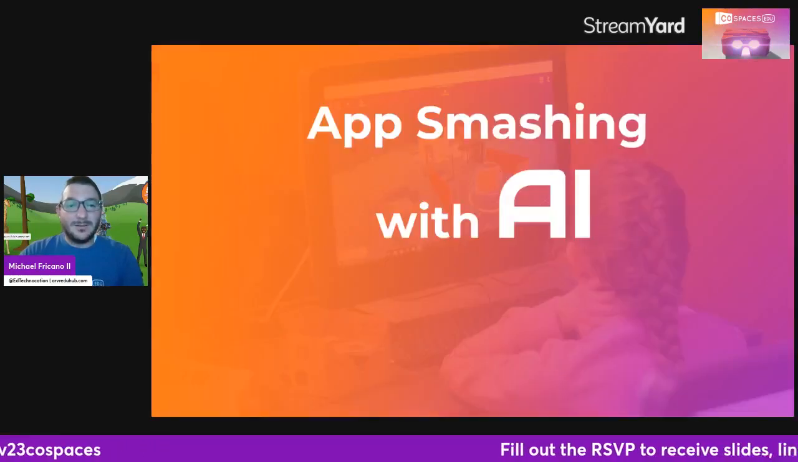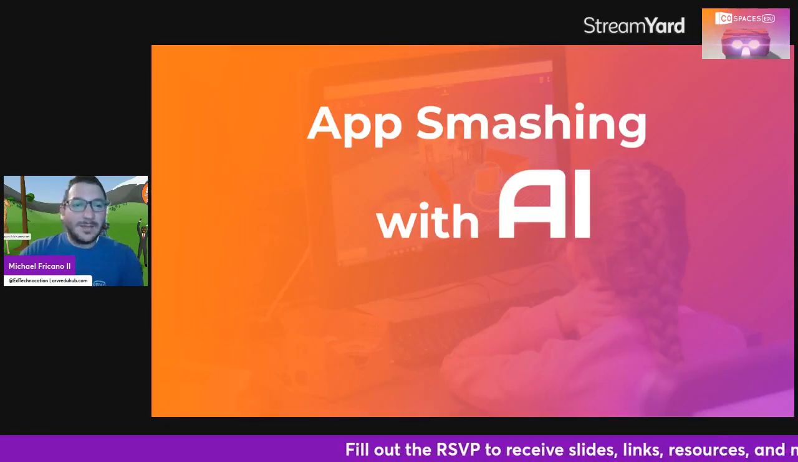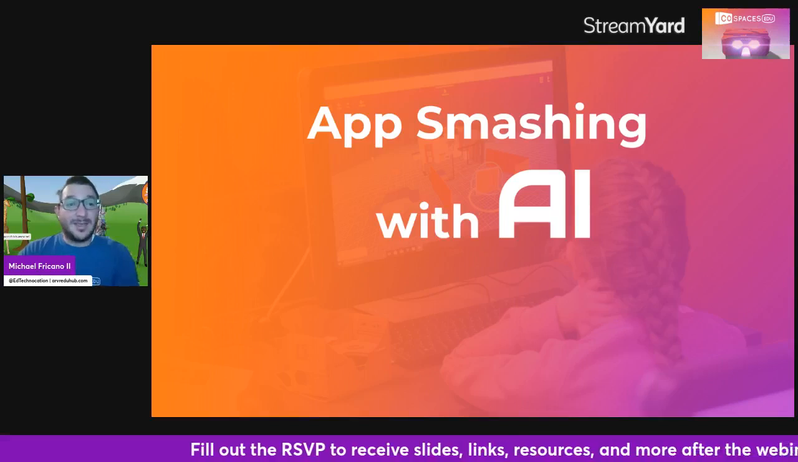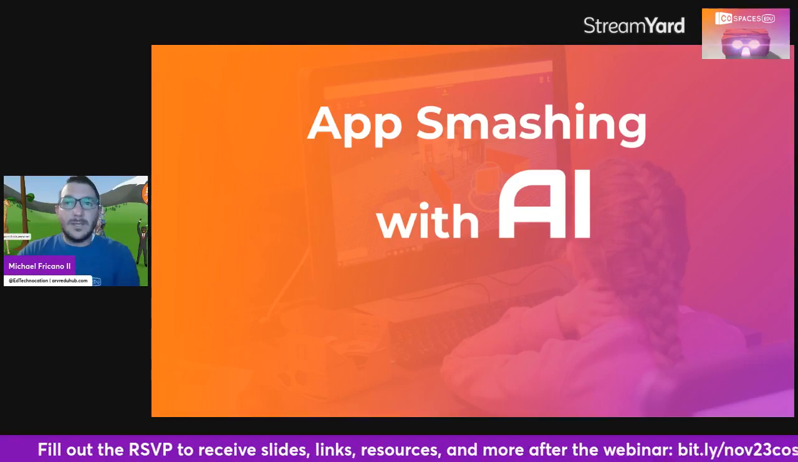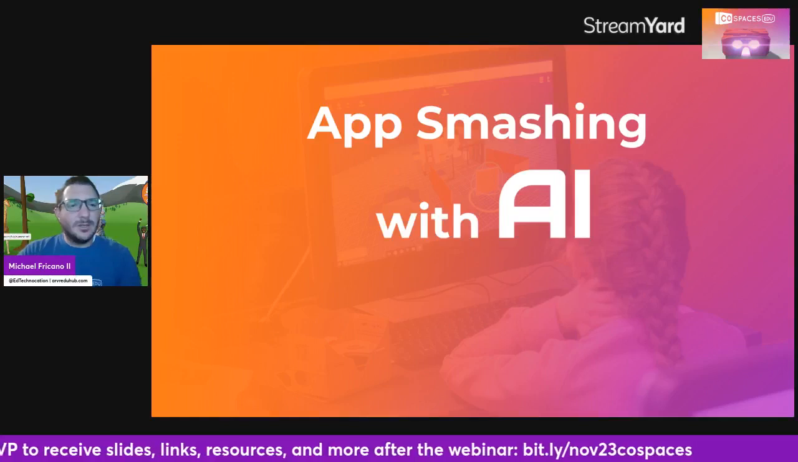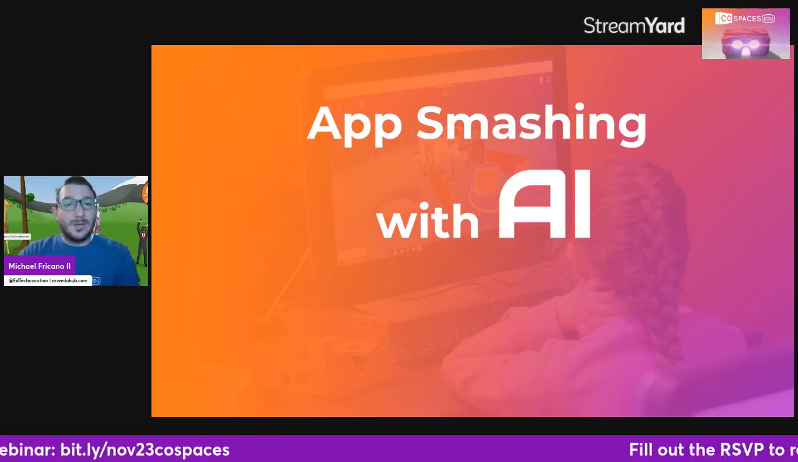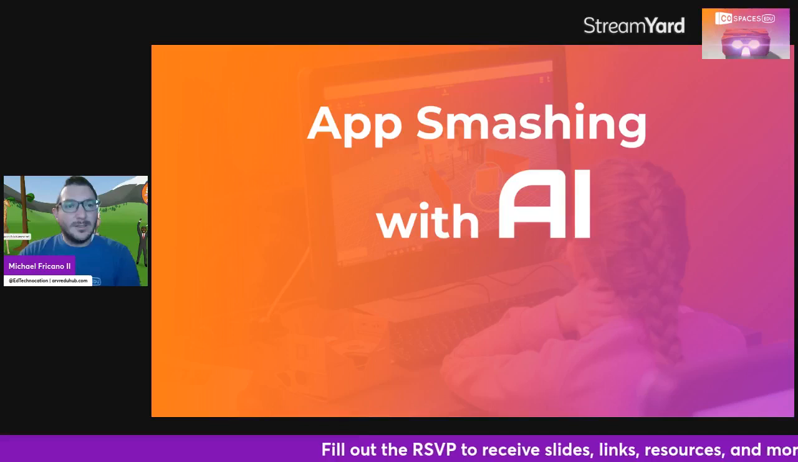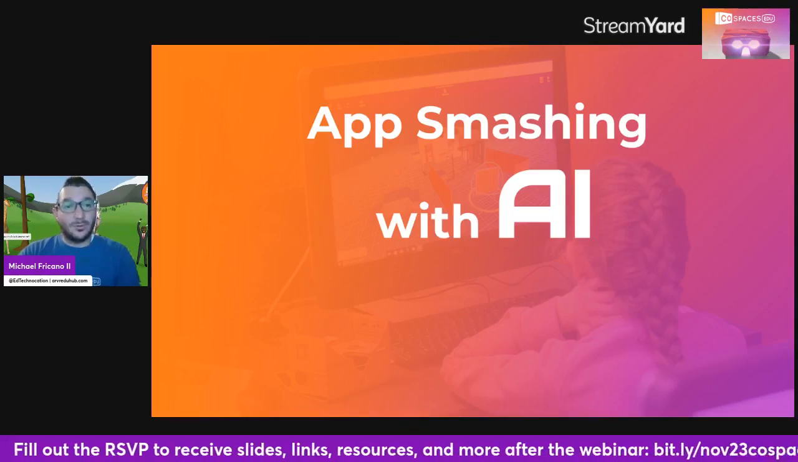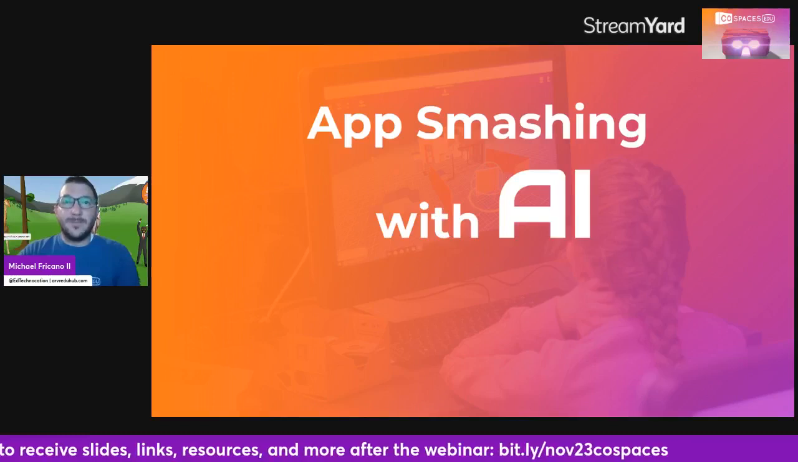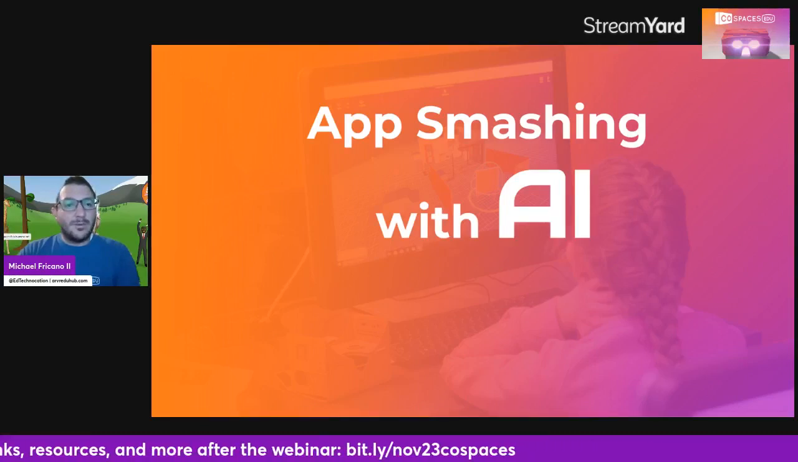But let us move on to, I think, what you're all here for today, and that's this idea of app smashing with AI. So what I want to do is share a few really interesting AI tools that can help you and your students generate some content for CoSpaces, right? So the idea here is not really using AI to create a CoSpace, but using AI to create the content that could be a part of a CoSpace. Okay, so I'm going to share a few tools with you, and then take what you want from it.